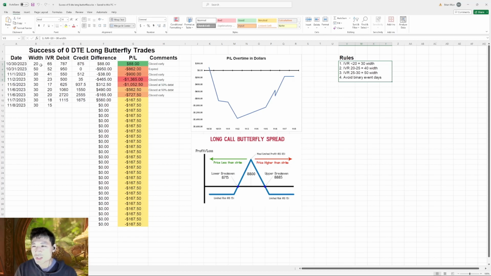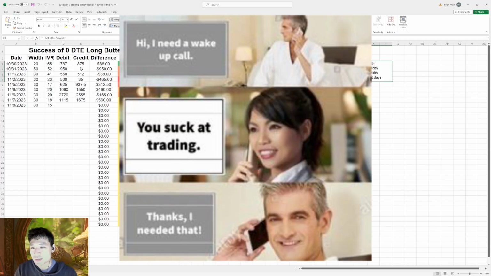And I was just testing the waters, so that's why I closed early and just got like a scratch. The next one, I started with 50 because I tried to follow the rules. I got burnt, which can happen. I literally lost, I hit max loss, essentially. I let the options expire.